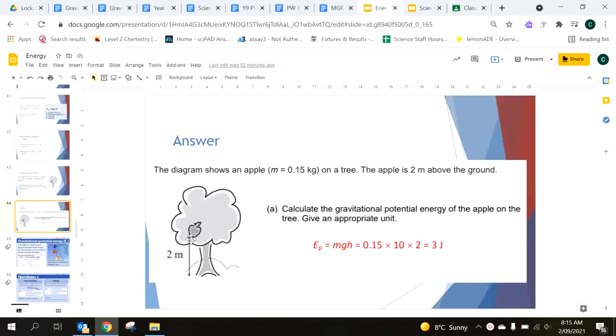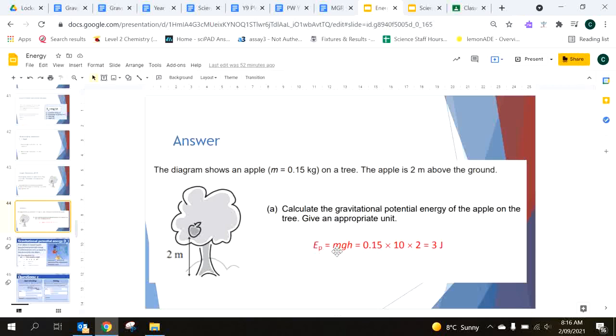So here is an apple in a tree. The apple is off the ground, so therefore it has gravitational potential energy, but how much? How much energy it has depends on its mass and on the height it is off the ground. The higher it is, the more energy, or the bigger the mass, the more energy. So let's have a look. The apple is 0.15 kgs, and the apple is 2 meters off the ground. That's all the information we need.